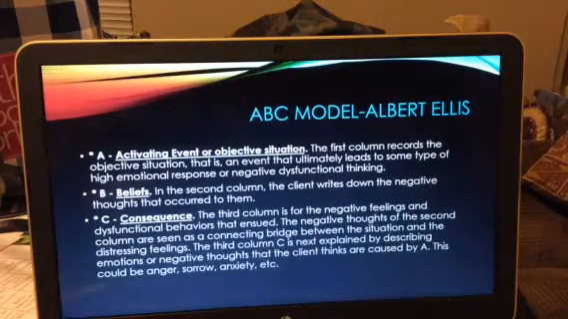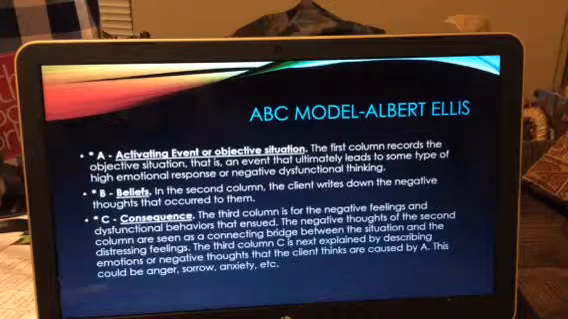With Albert Ellis, the activating event leads to a high emotional response. Being human, we all can have high emotional response or negative dysfunctional thinking. But in the second column, it talks about the client writes down, well, this is some of the things you can do with your client. Record a situation. What event leads to high emotions? What for them can lead to maybe distress or anger or sadness?